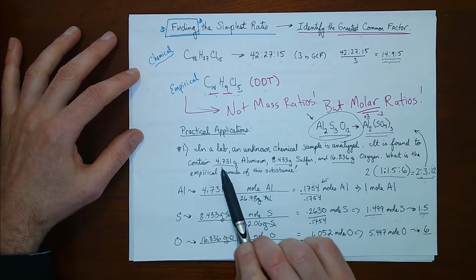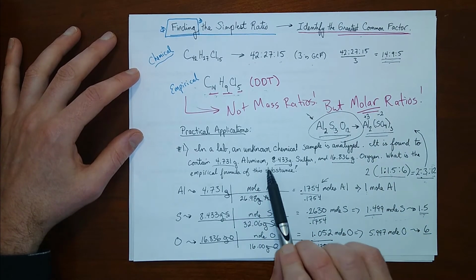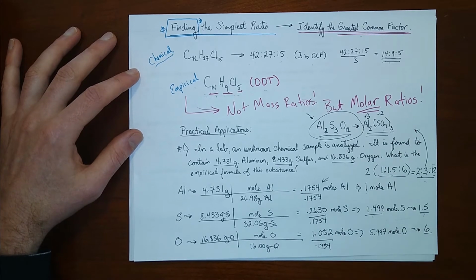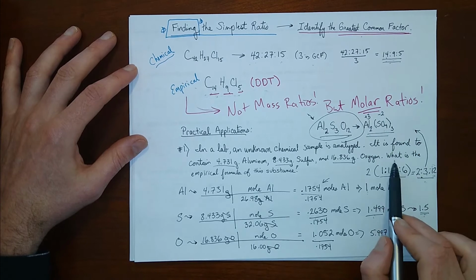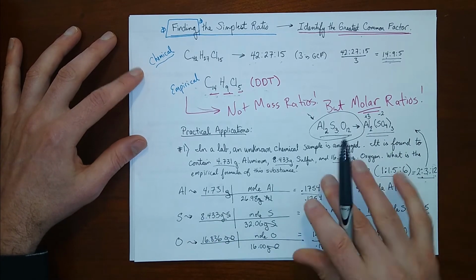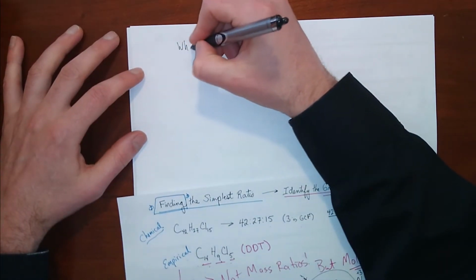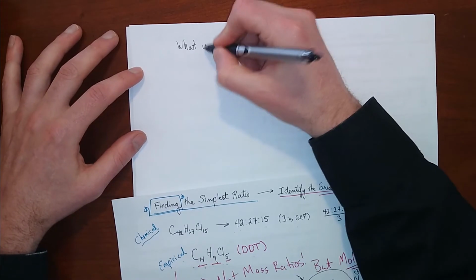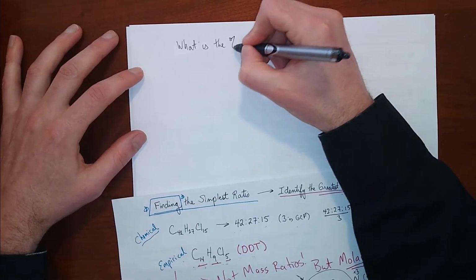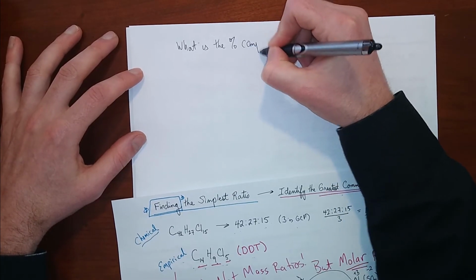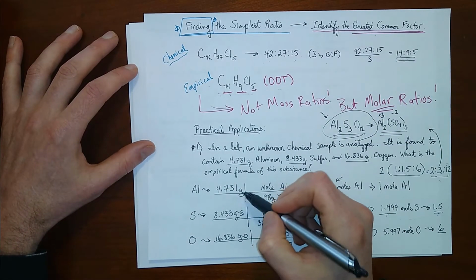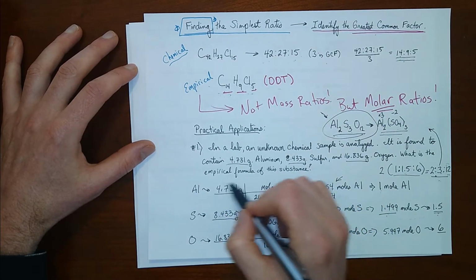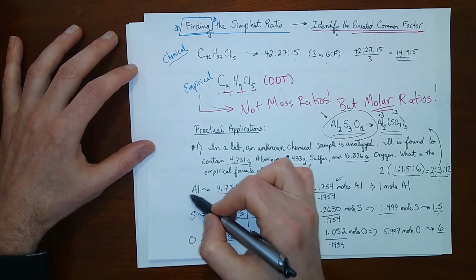We found that so much of it is aluminum by mass, so much of it is sulfur by mass, so much of it is oxygen by mass. So what is the percent? Instead of asking what is the empirical formula of the substance, we're going to ask what is the percent composition. And again, the percent composition is going to be however much that element contributes out of the total.